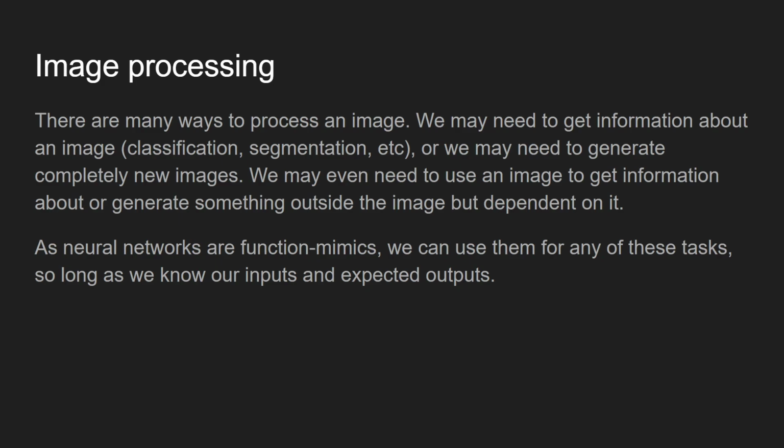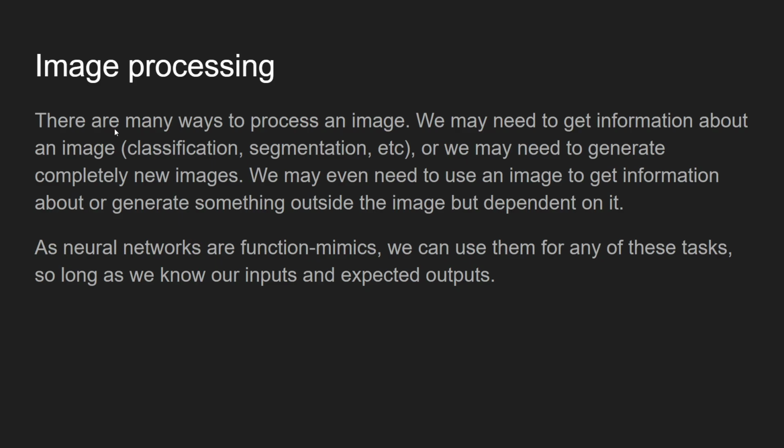Image processing is any way in which we're going to be changing images or analyzing images or anything like that. We might need to get information about an image, like classification or segmentation. Talk about that in a bit. Or we may need to generate completely new images. We might need to do some combination of those.